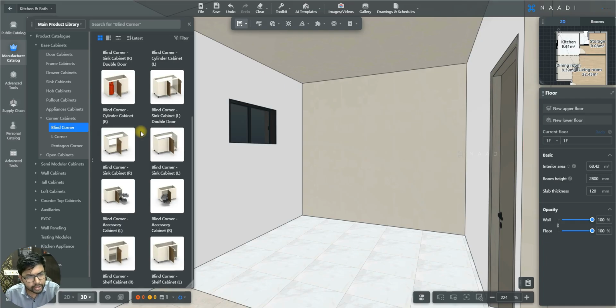And now you might notice another unique thing here. This one is a blind corner sink cabinet, and this one is also a blind corner sink cabinet, right? Why are we repeating it again? The difference is this L and R. Can you see here?